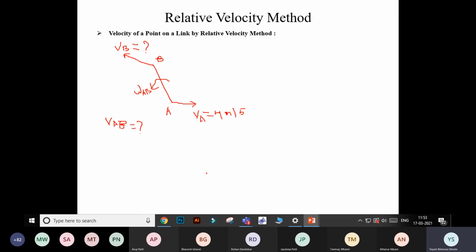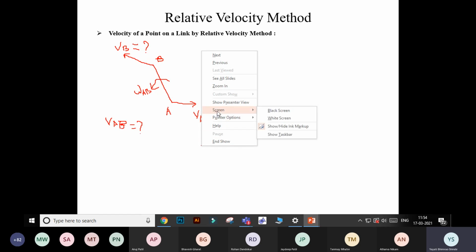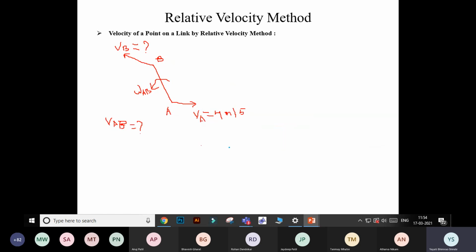Okay, now this is a very simple example to find out the velocity by the relative velocity method. Now in this case, A and B are not fixed. Any point is not fixed. In that case, the link AB is free to rotate with respect to a center. You have to find out the velocity of B and velocity AB. First of all, you have to consider the link AB rotates with respect to one fixed point O. I will consider O as a fixed point about which this link AB turns or rotates.